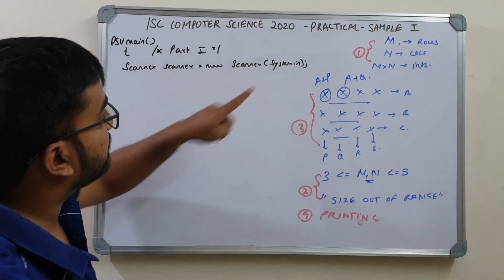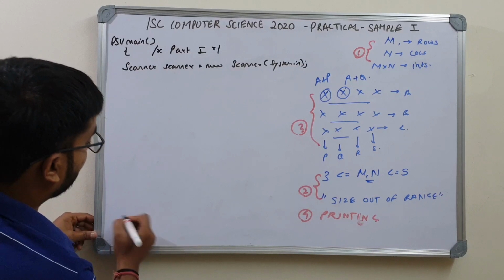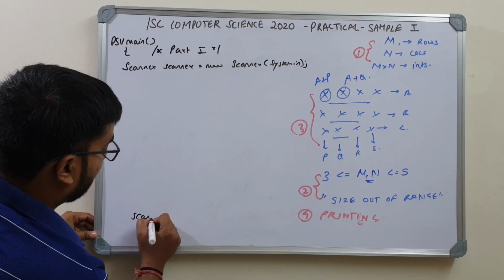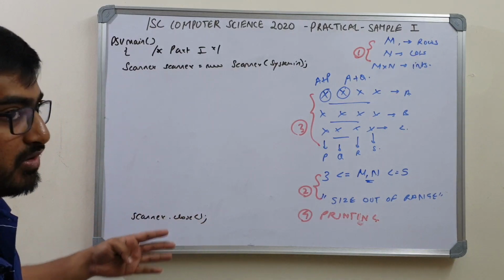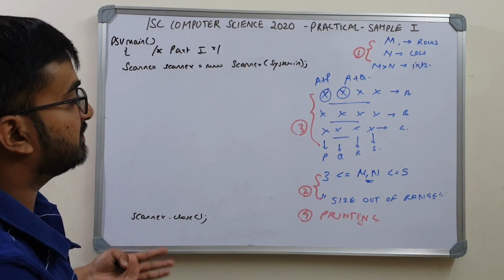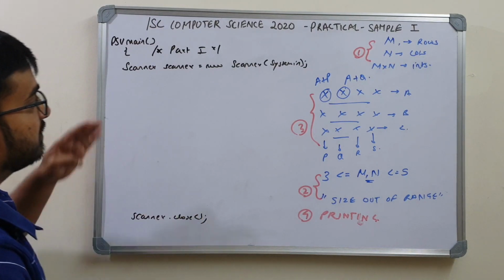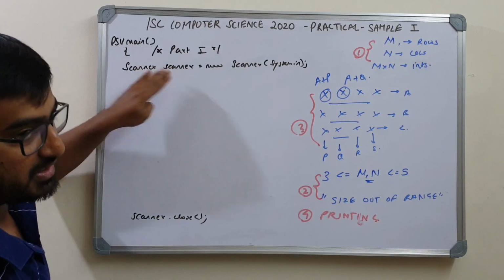So open the scanner, and whenever I open the scanner, I always close the scanner somewhere at the bottom. Scanner.close. Okay, just a good practice. Your examiner will probably be impressed with this. Okay, it's a resource. If you don't close it, it's a resource leak.